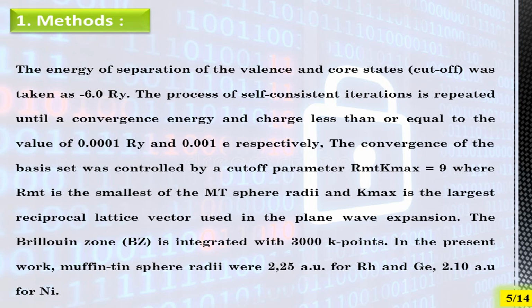The Brillouin zone is integrated with 3000 k-points. In the present work, the muffin-tin spheres were 2.25 atomic units for Rh and Ge, and 2.10 atomic units for Ni.